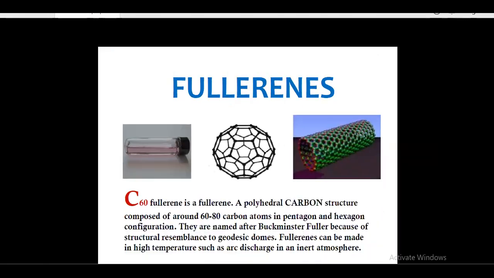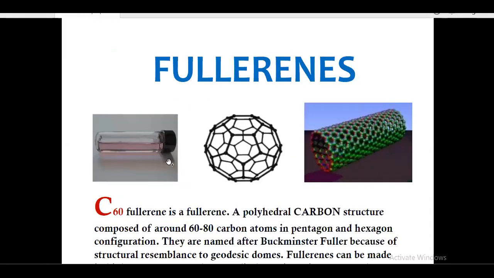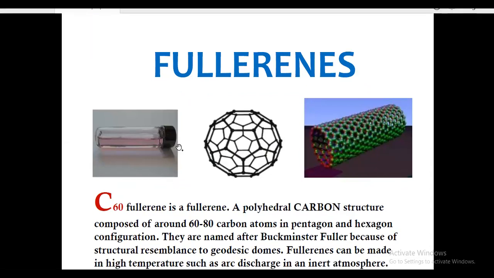So this is basically C60 Fullerene, you can see on your screen. We just pronounce it as Fullerene. C60 Fullerene is a polyhedral carbon structure composed of around 60 to 80 carbon atoms in pentagon and hexagon configuration. They are named after Buckminster Fuller because of the structural resemblance to geodesic domes.